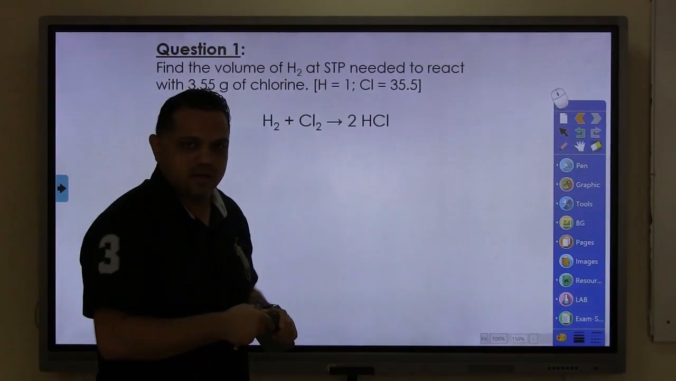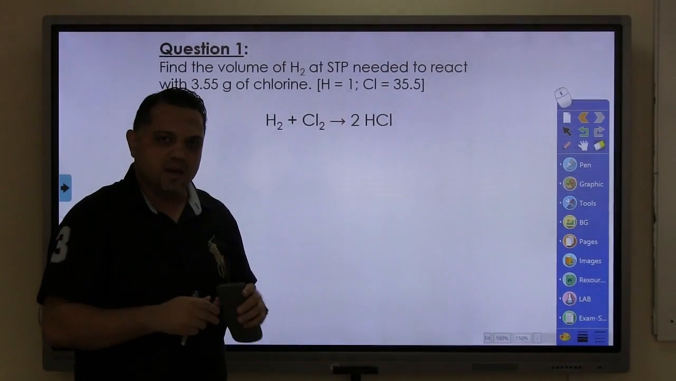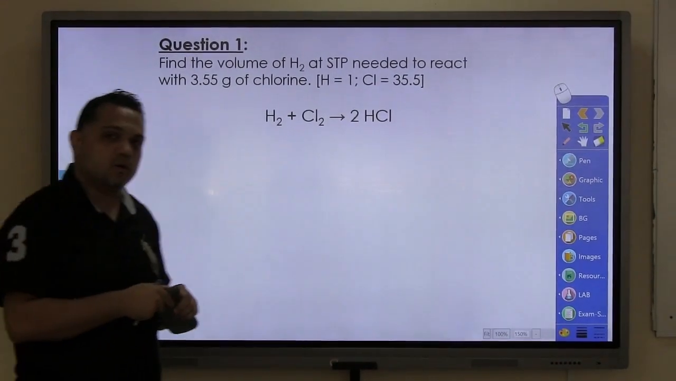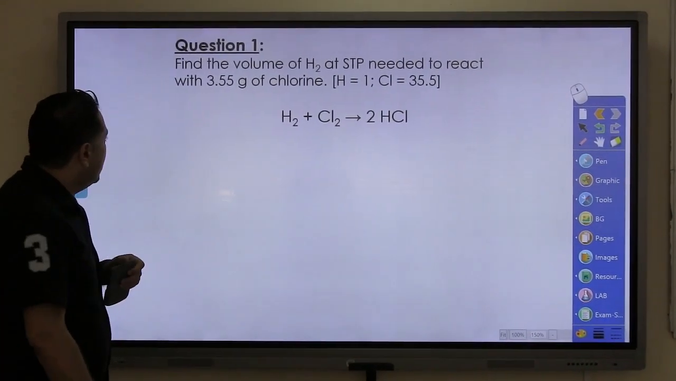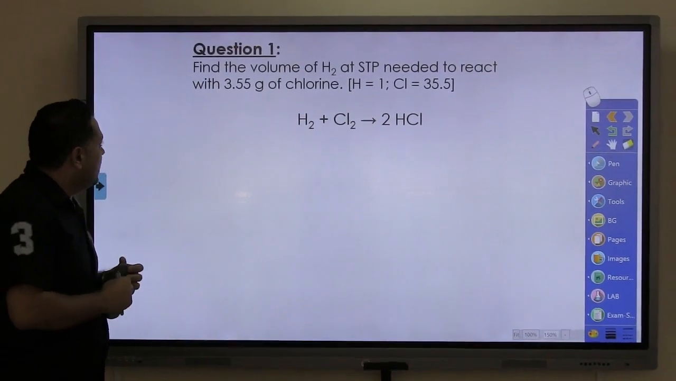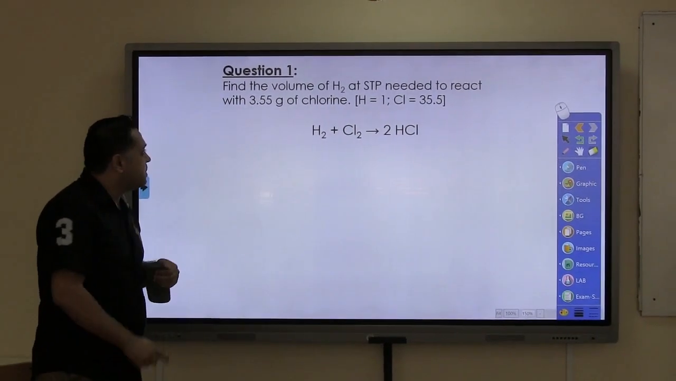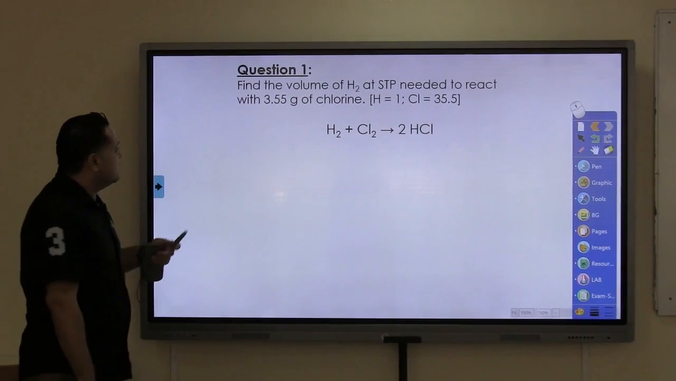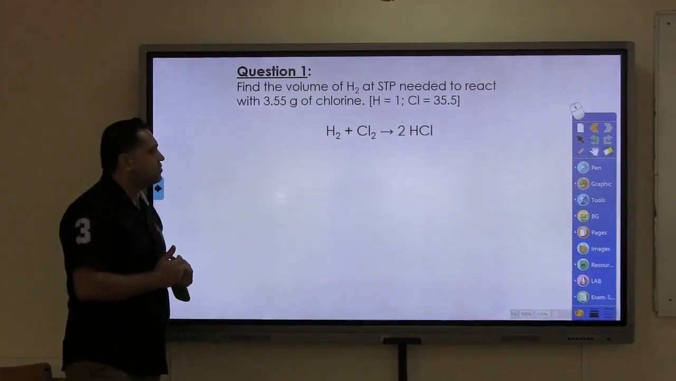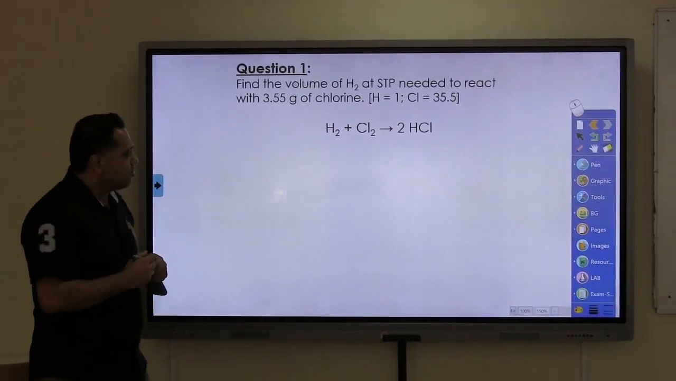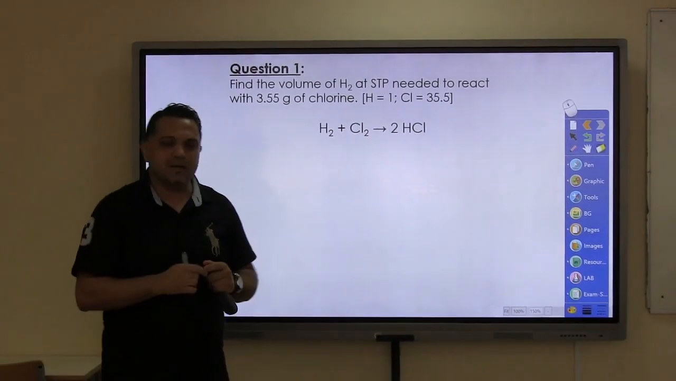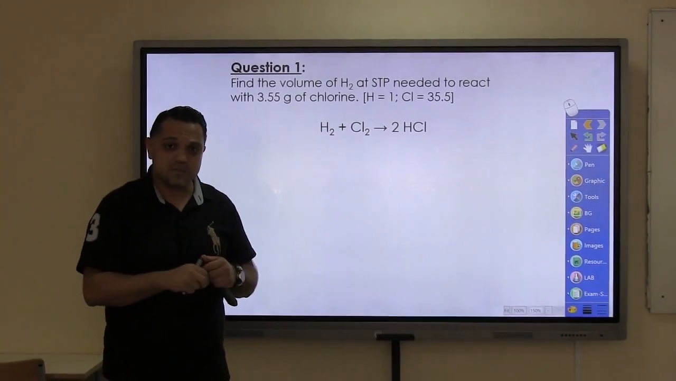We talk about chemical reactions and the ratios, how can we solve questions. In the first question, find the volume of the hydrogen at STP needed to react with 3.55 grams of the chlorine. Of course, in order to solve a question like this, we need to follow some steps.